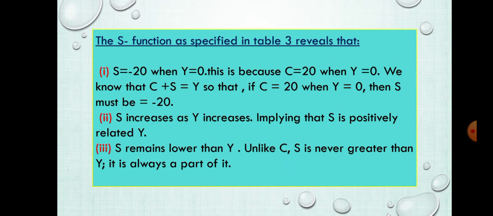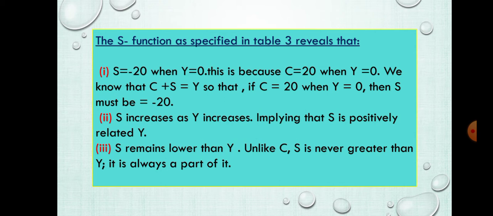The saving function as specified in table 3 reveals that saving is equal to minus 20 when Y is equal to 0. This is because C is equal to 20. When income is 0, we know that consumption plus saving is equal to income. So if consumption is 20 when income is 0, then saving must be minus 20.